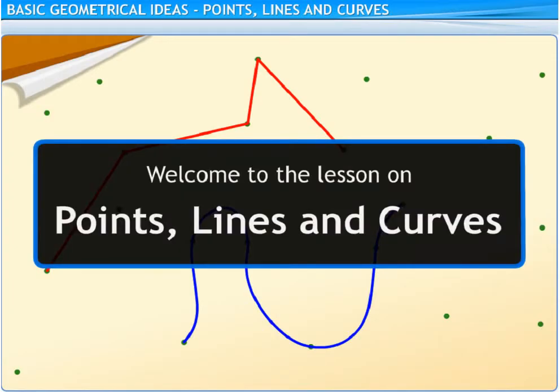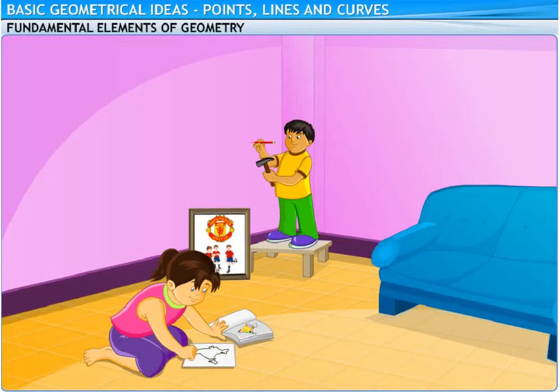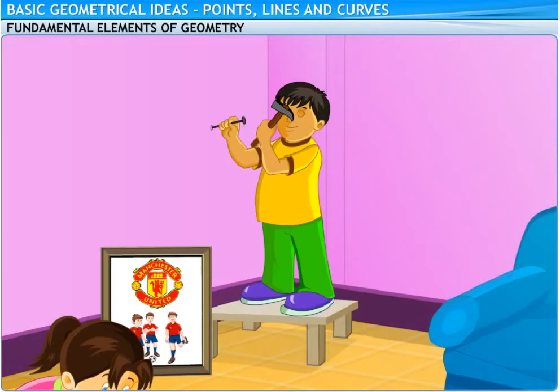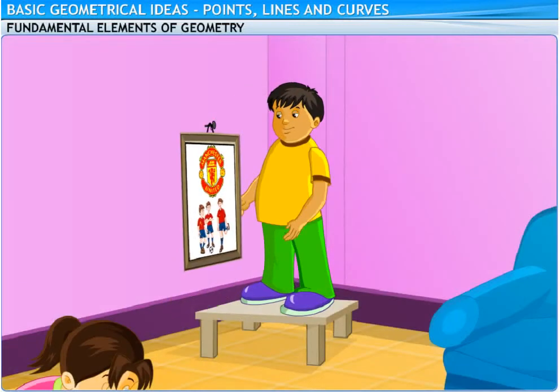Welcome to the lesson on points, lines and curves. At the end of this lesson, you will be able to identify, here's Sam. What is he doing? Looks like he's putting up a banner of his favorite football team.